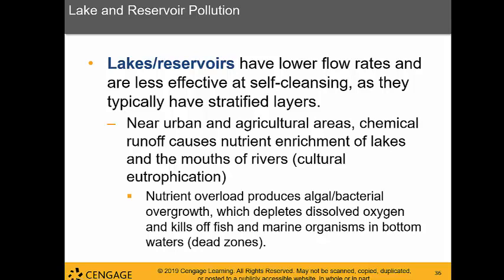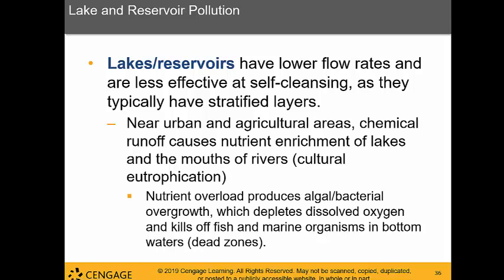So this means that pollutants, especially high nutrient levels in lakes, when they're near the sources of pollution, especially agriculture and cities, can get extremely high. Sometimes this causes bacteria and algae to grow to too high a level and oxygen levels to become extremely low, even lower than in a stream or a river. When this happens, we often see large numbers of fish and invertebrates dying off.